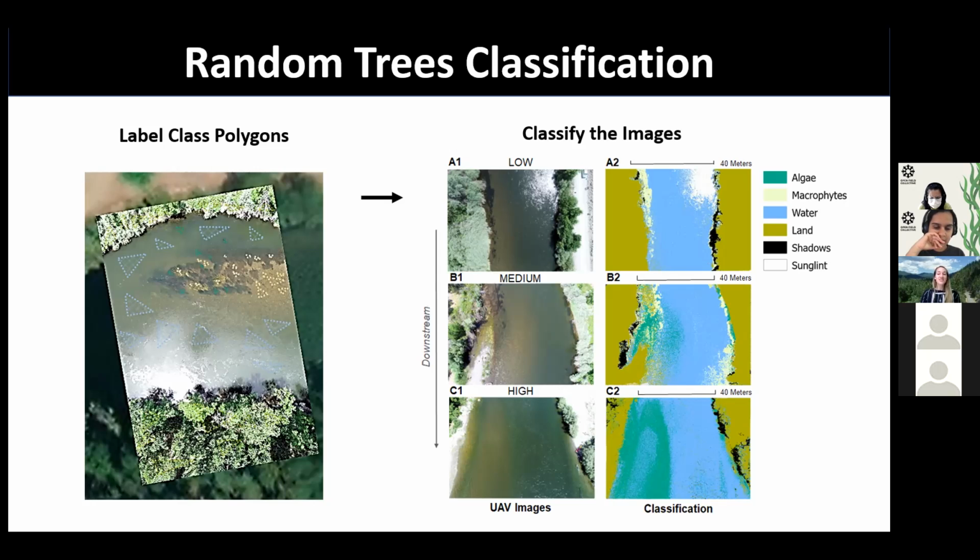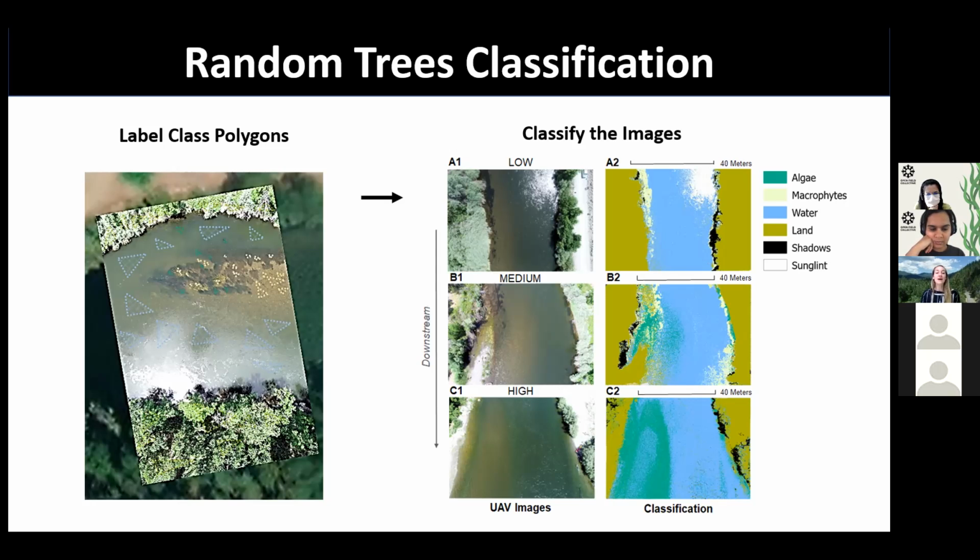And then I classified each of these images with that random trees classifier. And this just takes that random subset of training pixels from our labeled polygons and assigns it a class. So on the right, you can see the random trees classification. There's the regular UAV images on the left and the classification on the right.